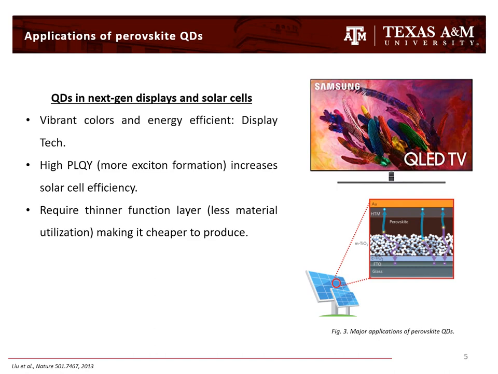The vibrant colors and energy efficient nature are used in display technologies. For perovskite solar cells, because of the high quantum efficiency, when incident photons fall on these functional layers, very few of the photons get wasted, and you will have high exciton formation, which means you will have a more efficient solar cell. Also, that means you will require less material, making it cheaper to produce perovskite solar cells.